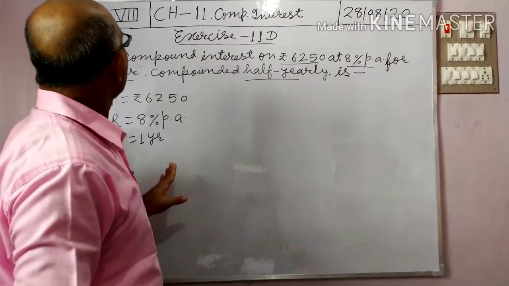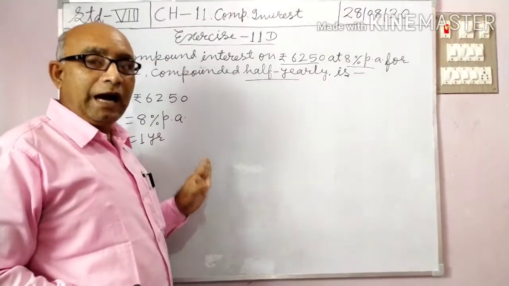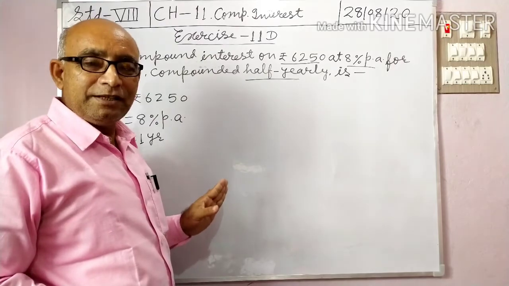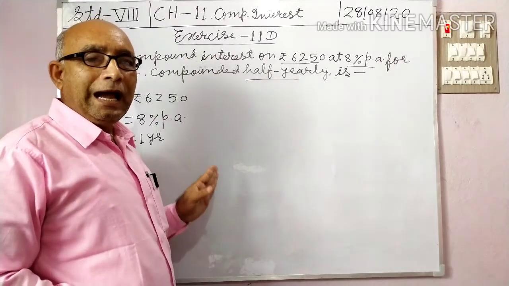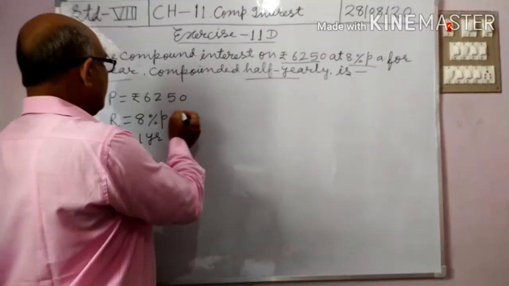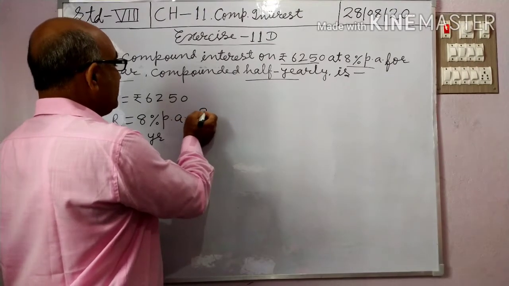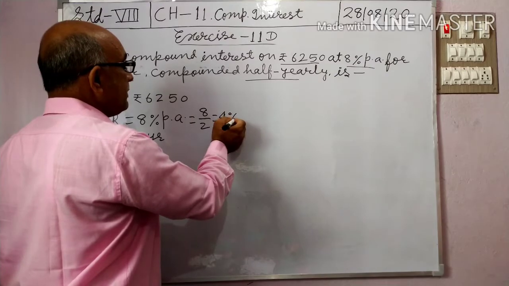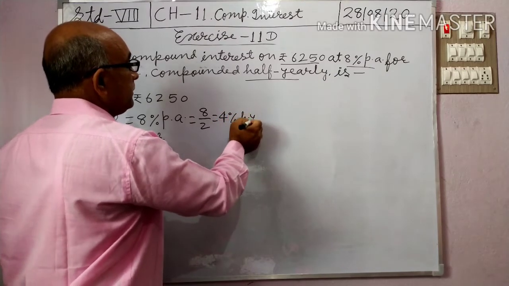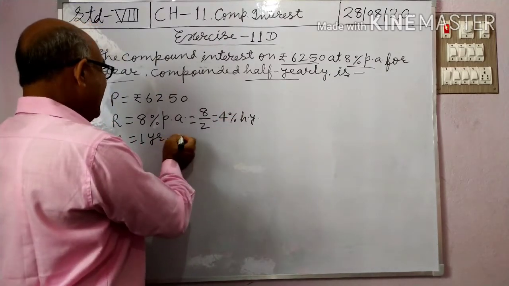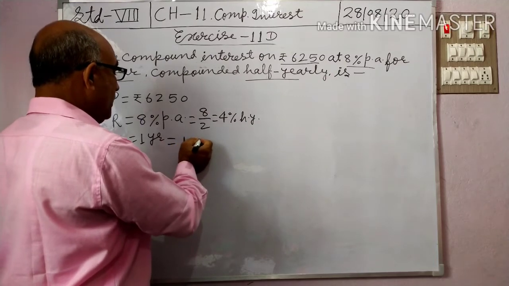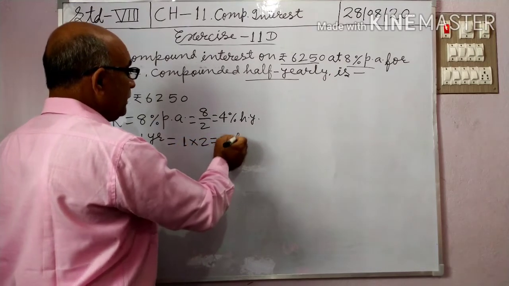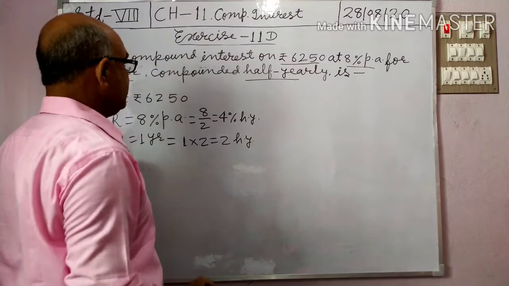If interest is compounded half yearly, then R is divided by 2 and N is multiplied by 2. So R is divided by 2: 8 by 2, that means 4% half yearly. N is multiplied by 2, so 1 into 2 equal to 2 half years.